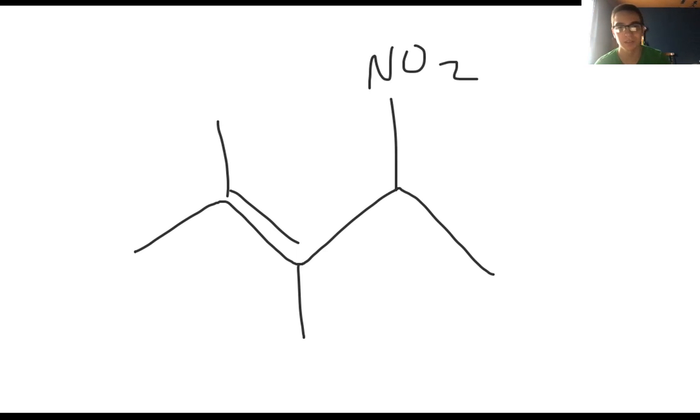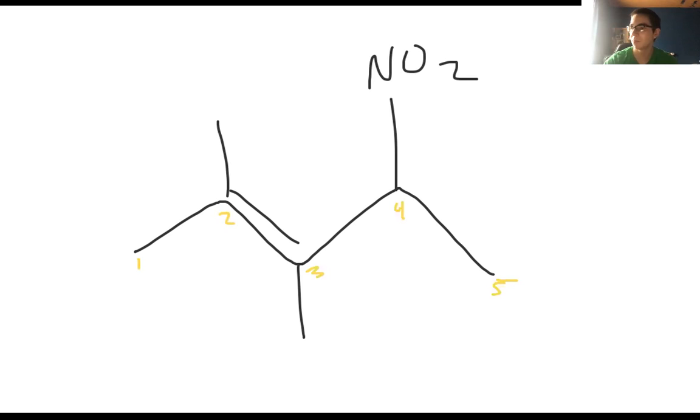So what about someone else? Well, what's our parent chain? Let's start there. It's our longest carbon chain. 5. So it could be 5 either way. Well, let's see. Do we want to start from the left or from the right? Because of the double bond. So I think from the left. 1, 2, 3, 4, 5.